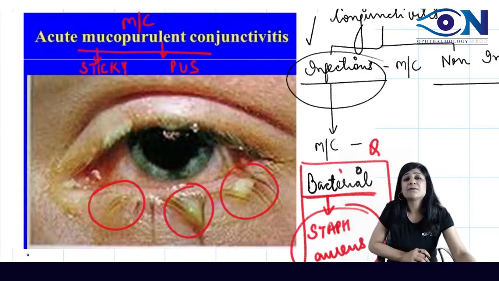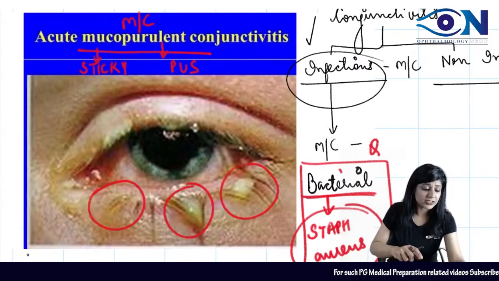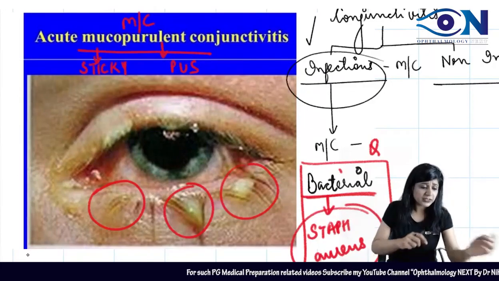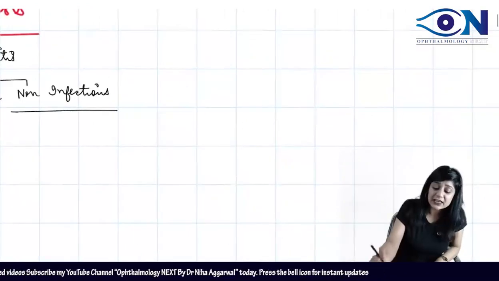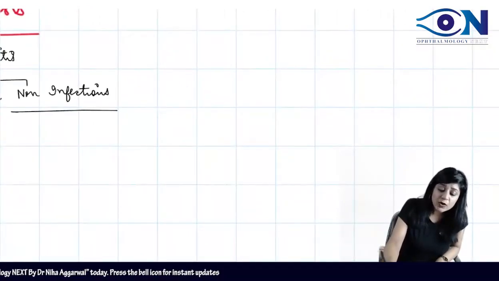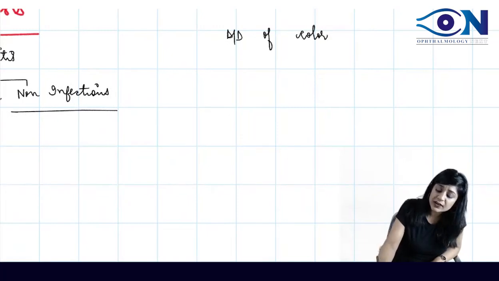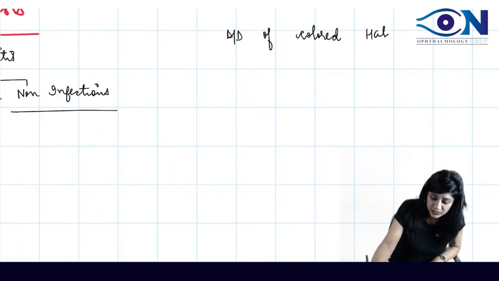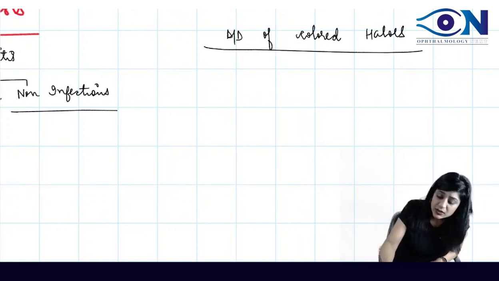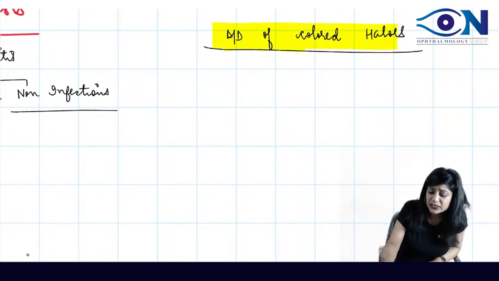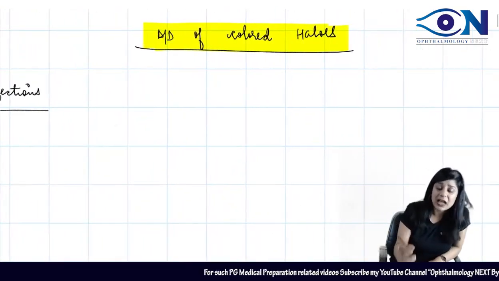Can you tell me an important DD that you are going to get in acute mucopurulent conjunctivitis, guys? Acute mucopurulent conjunctivitis is a very, very important DD of the colored halos. Another important question when I talk about the colored halos. When I talk about the colored halos, it is a very, very important DD. Now, who will tell me the DD of colored halos? I have been telling you this for so many times. What is the DD of the colored halos?